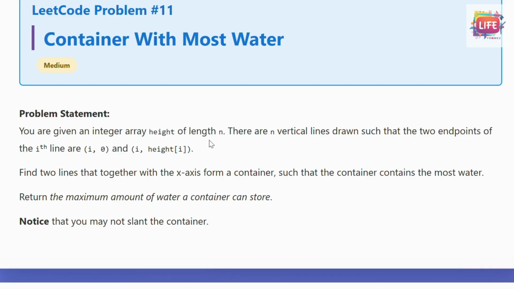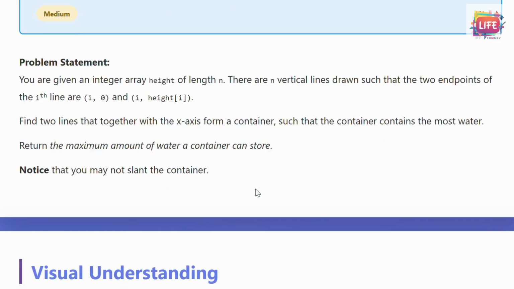Remember, the container cannot be slanted, so the area depends on the width between the two lines and the shorter among them. Because let's say one height is bigger and the other end height is smaller, water can only rise up to the mark of the smaller line, right? Not the bigger line. So that is what it is mentioning.